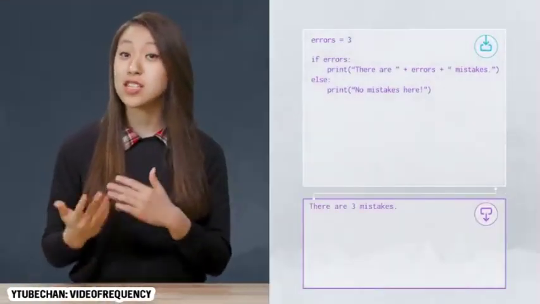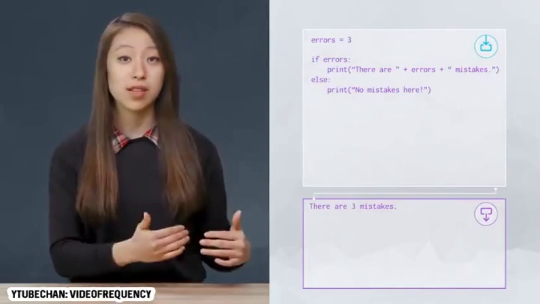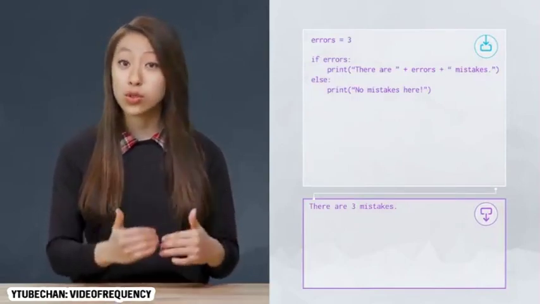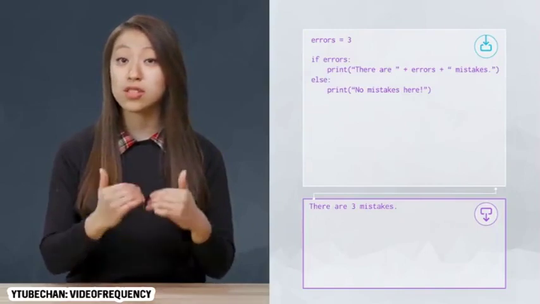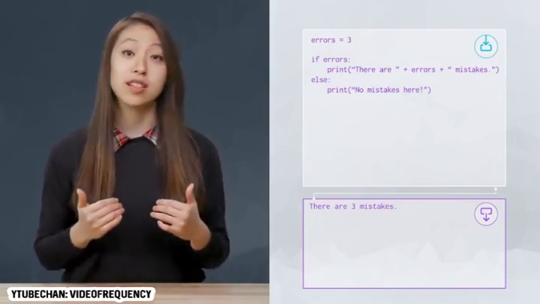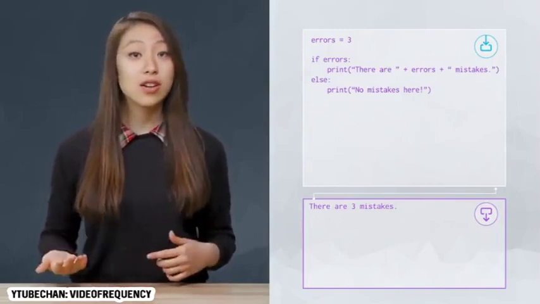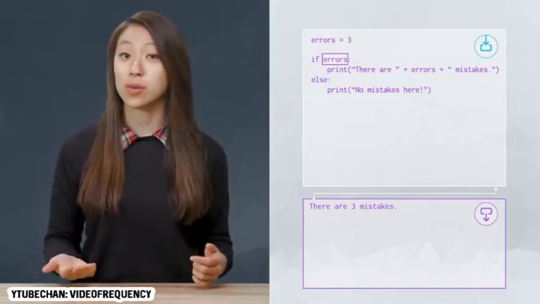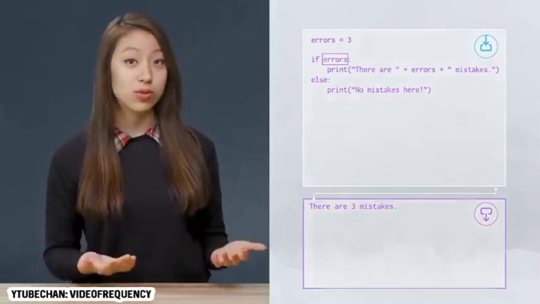So far, the conditions we've used were Boolean expressions that evaluate to a Boolean object, either true or false. If we put some other object that is not a Boolean in the if statement, Python will check for its truth value and use that to decide whether or not to run the indented code. Here, the condition is an integer variable and evaluates to true.